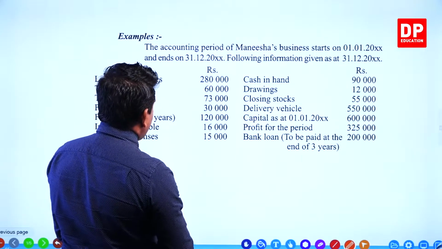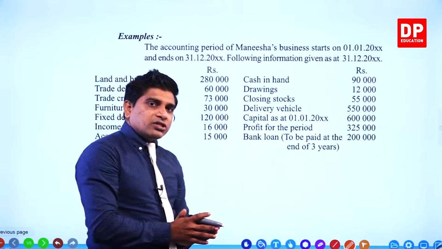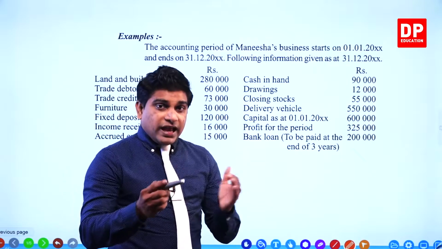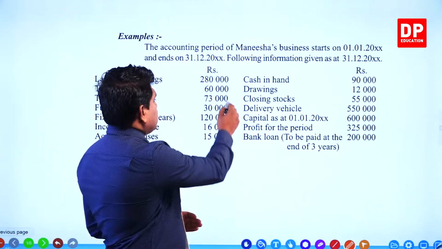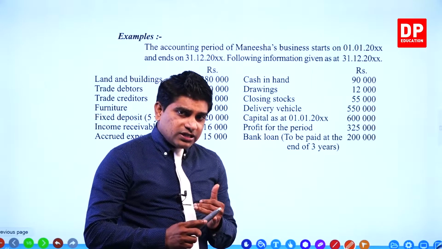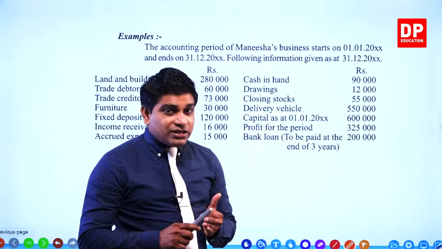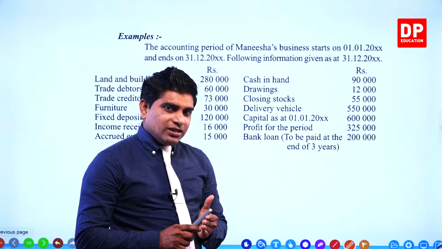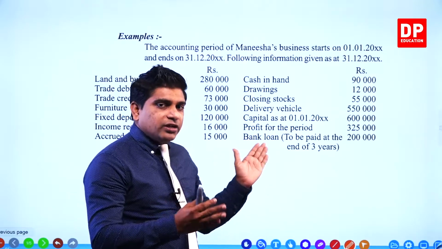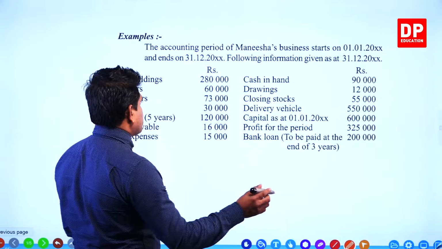Now see the details. Land and building, 280,000. Everyone note down in front of each item which category it goes in. You decide with a pencil or pen, marking whether the item comes under non-current assets, current assets, non-current liability or current liability. It's very easy for you if you classify each item before you do the question. This is regarding the statement of financial position.